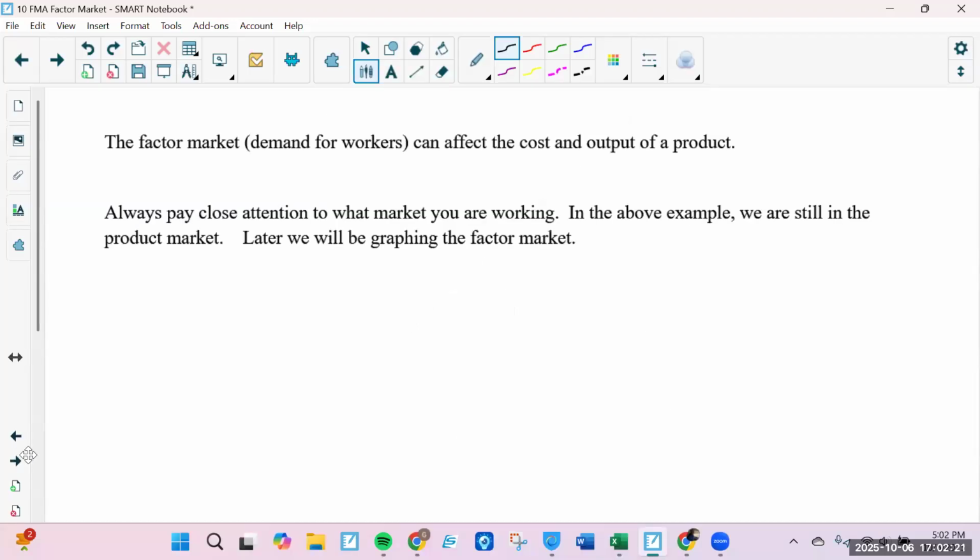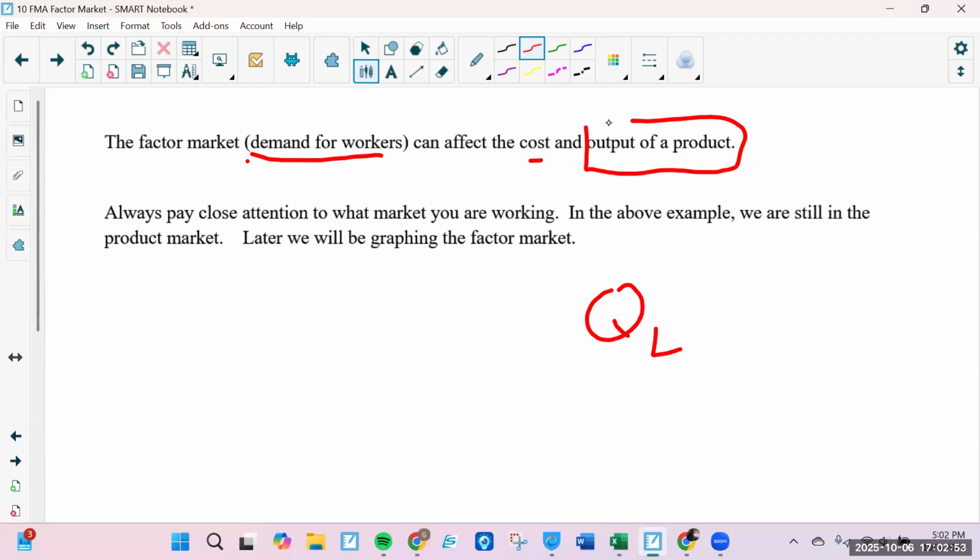The main thing we deal with in the factor market is workers. Almost always we talk about workers. We talk about the quantity of labor, not the quantity of production, but the quantity of labor. There are other factors of production in there: land, labor, capital, and those are all in the factor market also. But we mainly deal with the demand for workers, and the demand for workers affects the cost of production, but it also affects the output, right? Because you've got to have the workers in order to produce a product.